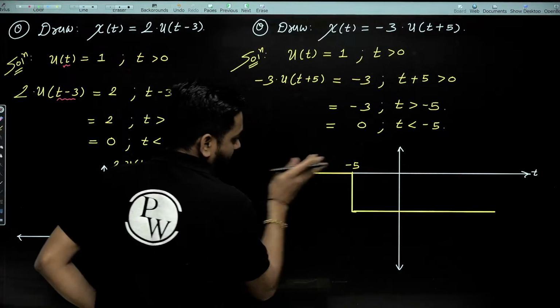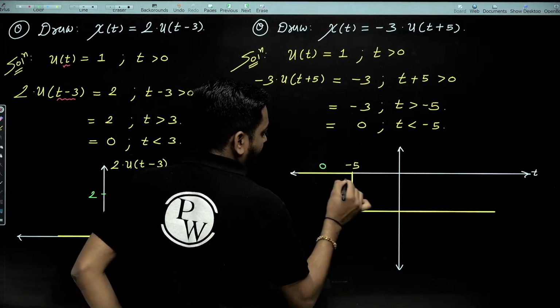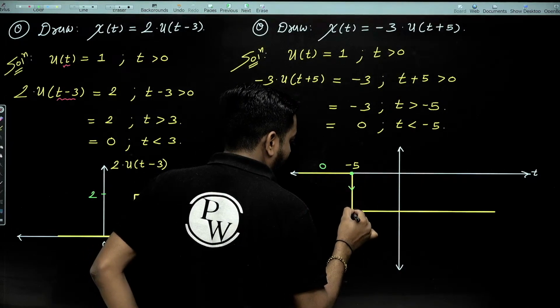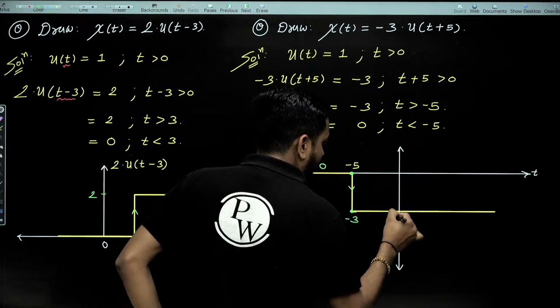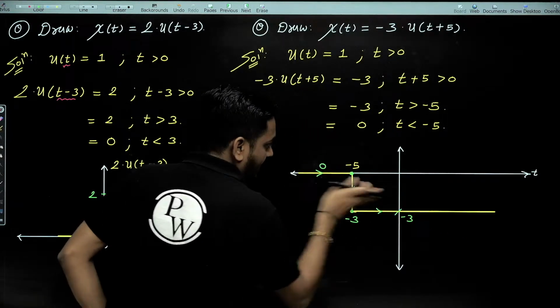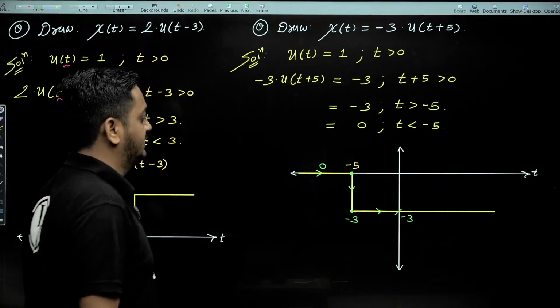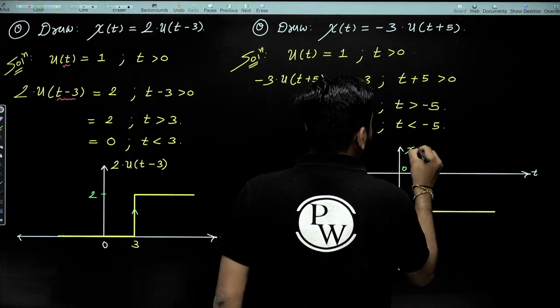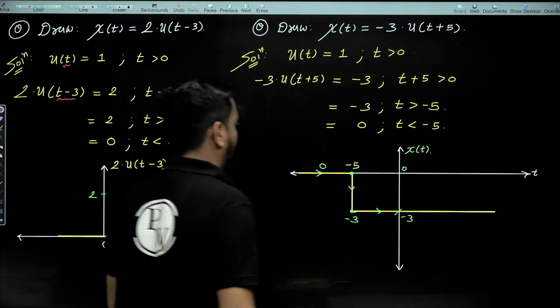We are moving left to right. So amplitude is 0. Then there is a sudden change in amplitude from 0 to minus 3, guys. From 0 to minus 3, then going towards right side. You are moving from left to right. Okay, so it will be like this. So this is your x of t, correct?